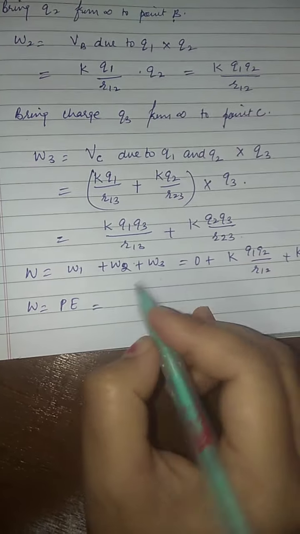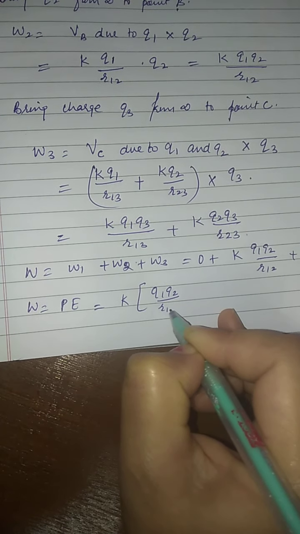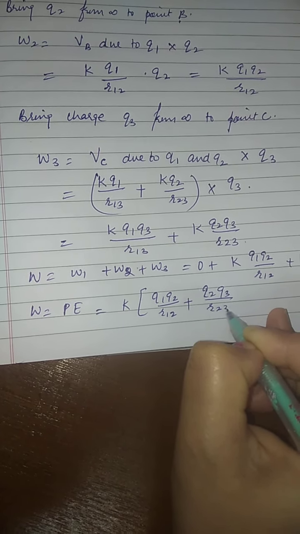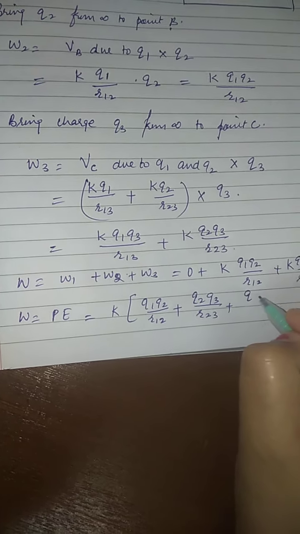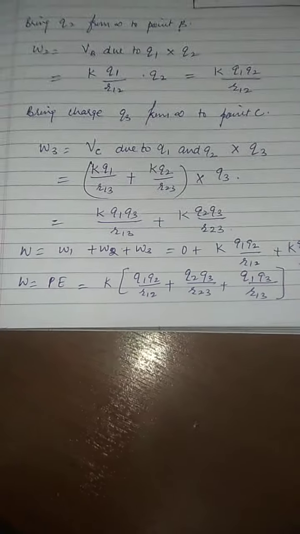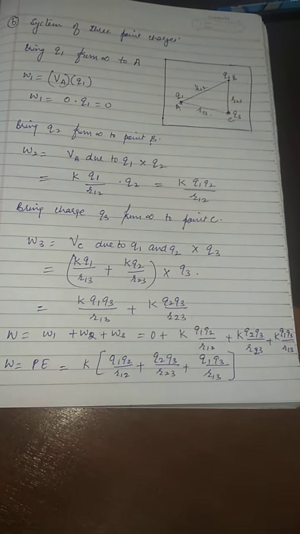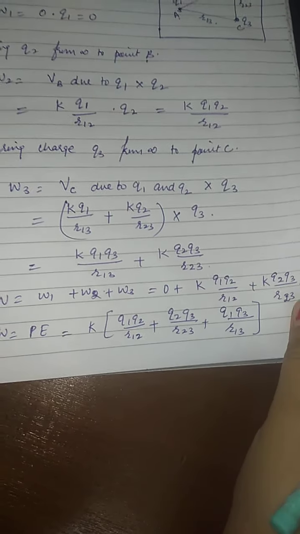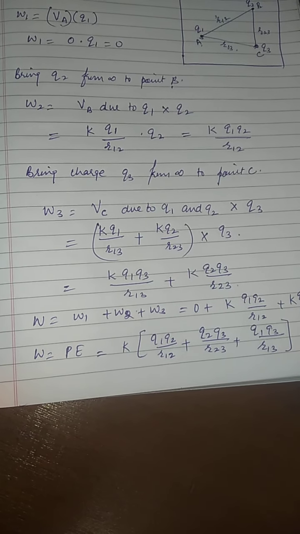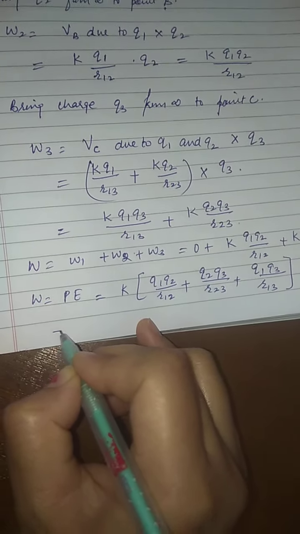So this can be written as K times Q1 Q2 over R12 plus Q2 Q3 over R23 plus Q1 Q3 over R13. So this is the total work done or total potential energy of the system having 3 charges. This can also be written in the summation form. Let us write here only the summation form, and we will extend the explanation for more number of charges.